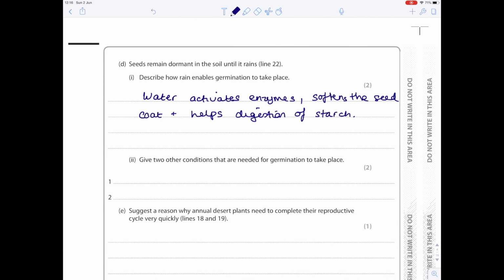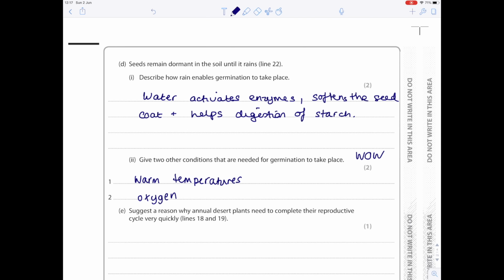Give 2 other conditions that are needed for germination to take place. Remember, I used the mnemonic WOW, which stands for warmth, oxygen and water. So we know obviously they've mentioned water, so please don't write that again. They won't award you marks for that. You're going to say warm temperatures and oxygen.